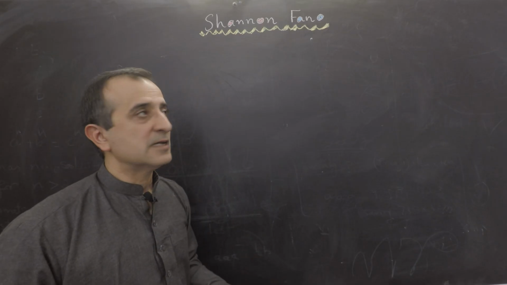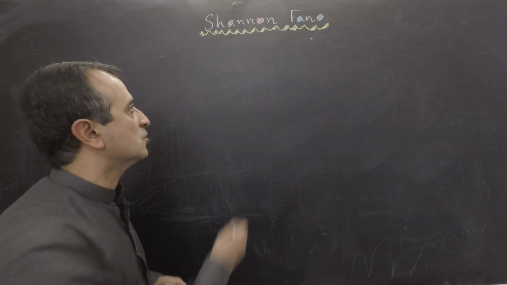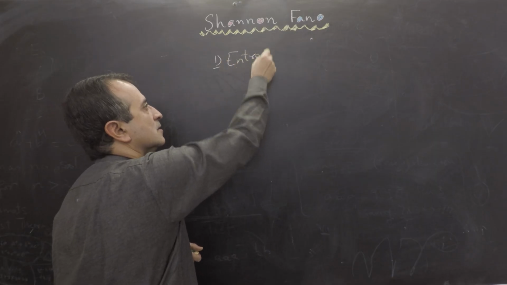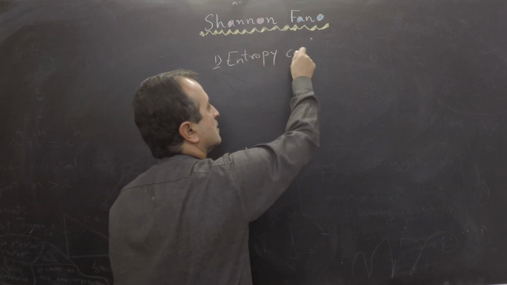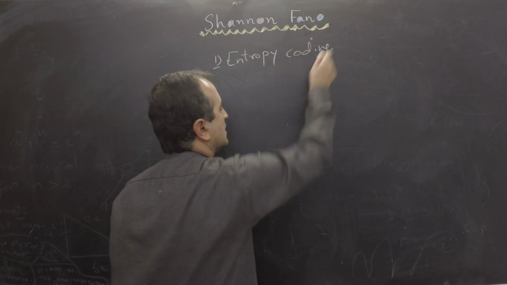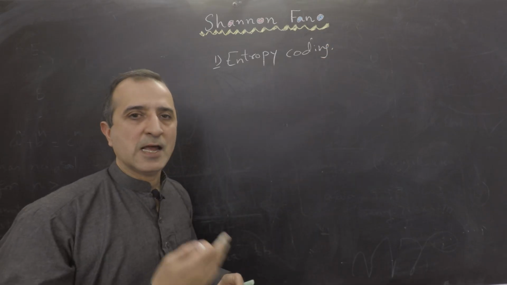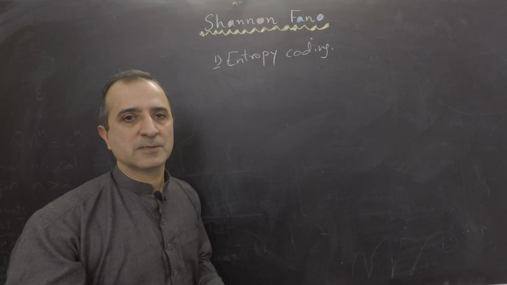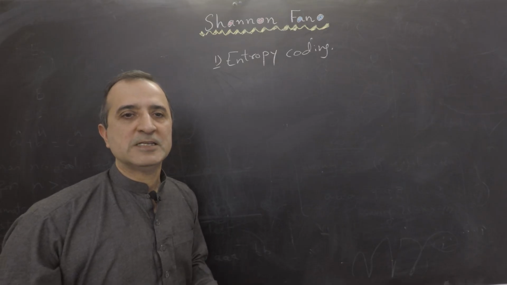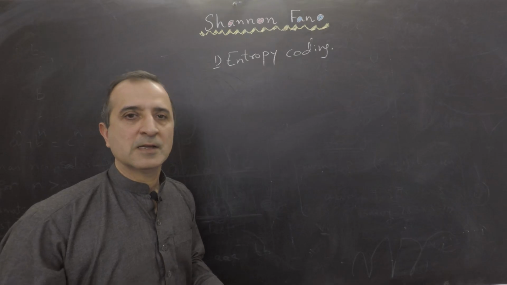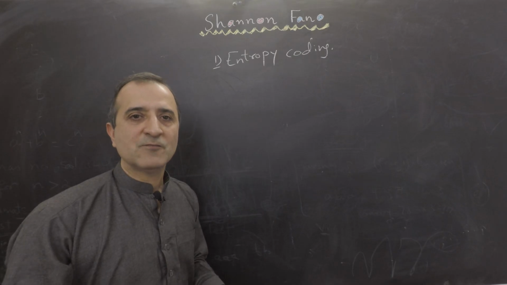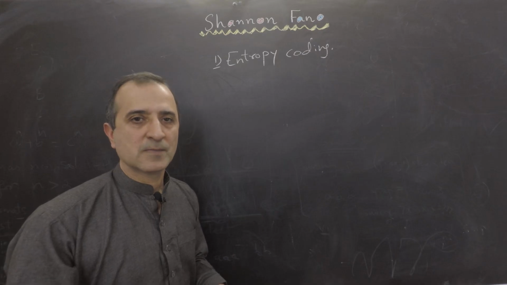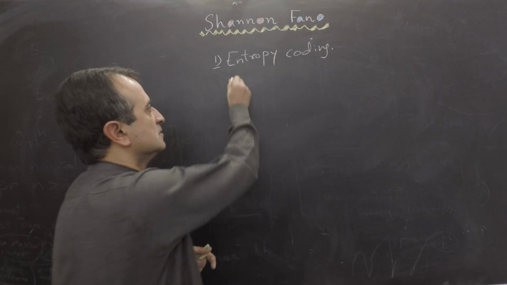Just like Shannon coding, Shannon-Fano coding is also an entropy coding. As explained previously, in entropy coding, we assign code words according to the probabilities of symbols. So, a symbol which has larger probability gets the smallest code. A symbol which is less likely to occur, that means that has smaller probability, gets a larger code. And that's how we achieve data compression.